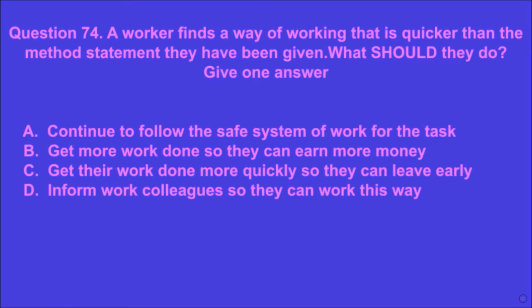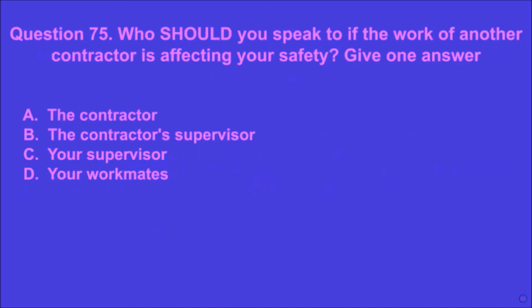A worker finds a way of working that is quicker than the method statement they have been given. What should they do? Give one answer. A. Continue to follow the safe system of work for the task. B. Get more work done so they can earn more money. C. Get their work done more quickly so they can leave early. D. Inform work colleagues so they can work this way. Correct answer is A. Question 75.